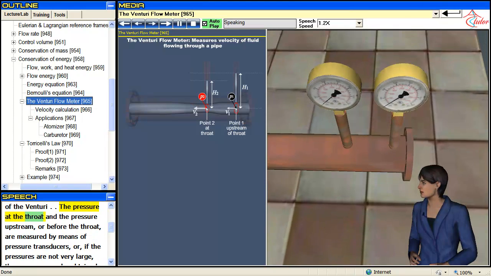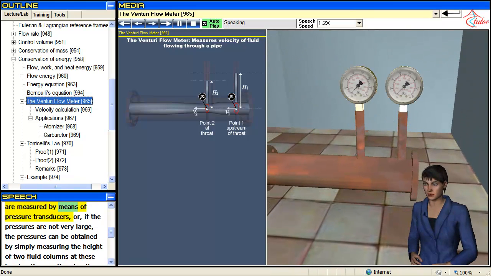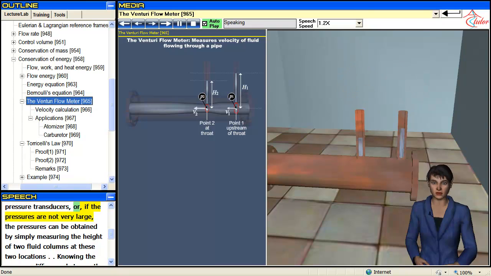The pressure at the throat and the pressure upstream, or before the throat, are measured by means of pressure transducers, or, if the pressures are not very large, the pressures can be obtained by simply measuring the height of two fluid columns at these two locations.